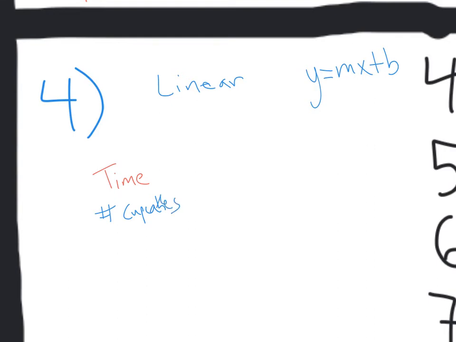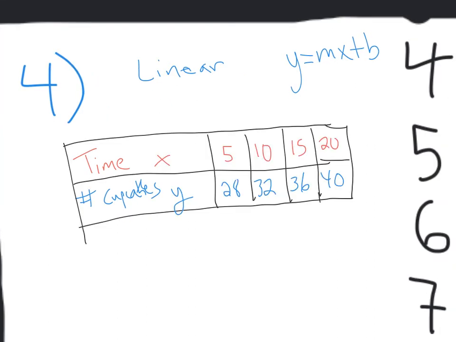I'm going to pause here and come right back. Alright, let's take a look at our table. Our x values are increasing by 5, while our y values, and once again our time is x and our cupcakes are y, are increasing by 4 every time.